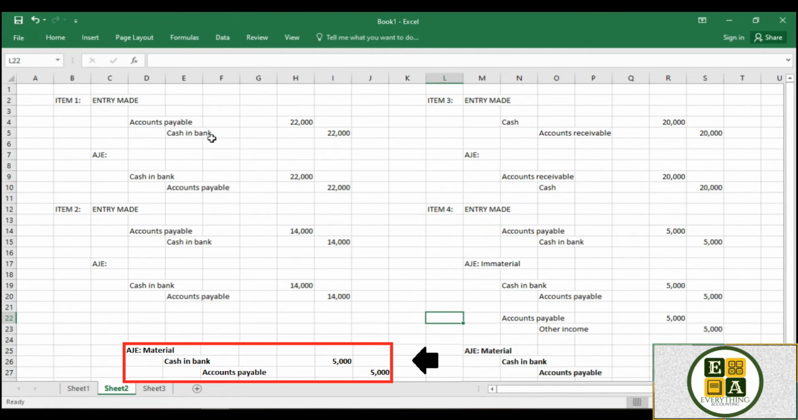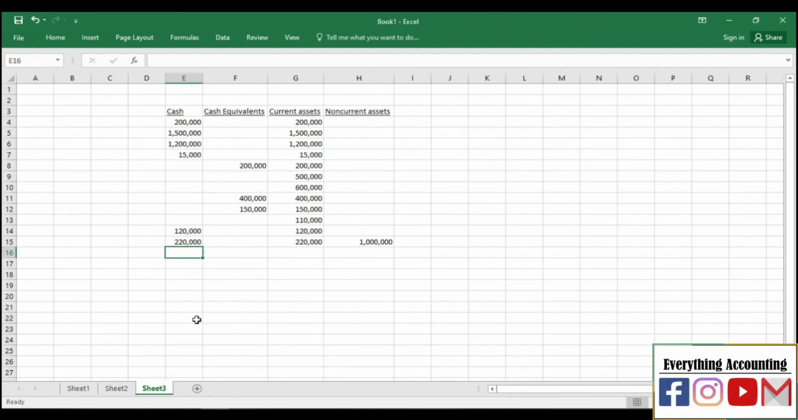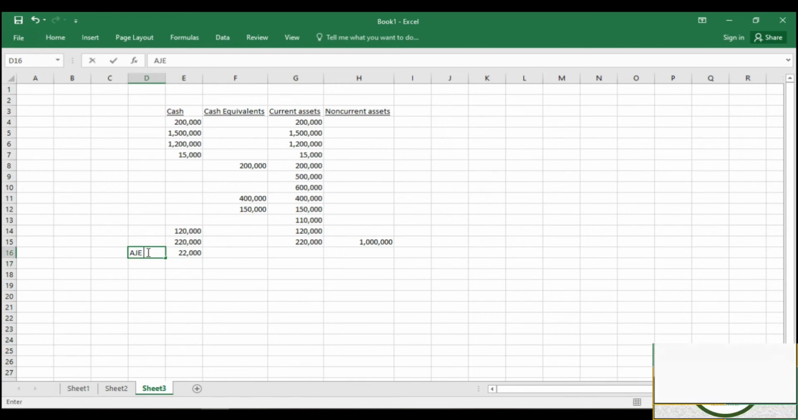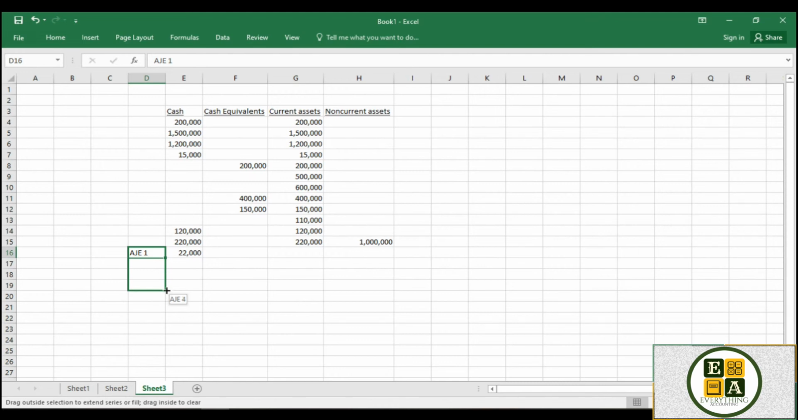Okay? Sa item 1, yung entry made natin, nagbawas tayo ng cash, nagdeduct tayo ng cash, but we have to adjust it by reestablishing the cash. So, yung gagawin natin dito, sa column ng cash, may adjustment tayo, additional 22,000. Yun yung effect ng adjusting AJE 1. Yan, AJE 1. So, AJE 2, 3, 4.